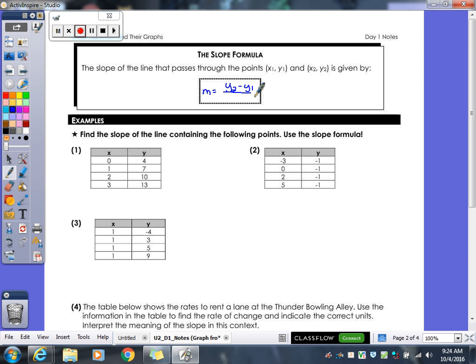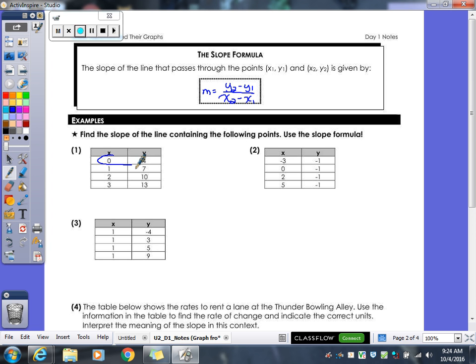y2 minus y1 over x2 minus x1. So if you have 2 points, or if you have a table like our examples down below, you would actually have to use that formula in order to calculate your slope. Now the 2's and the 1's just tell you which point it's coming from.